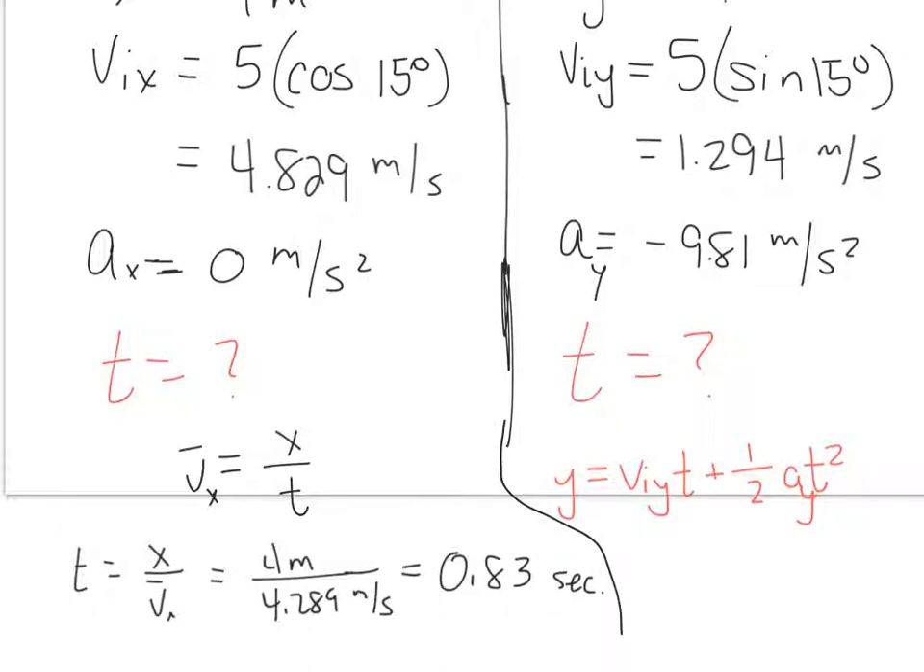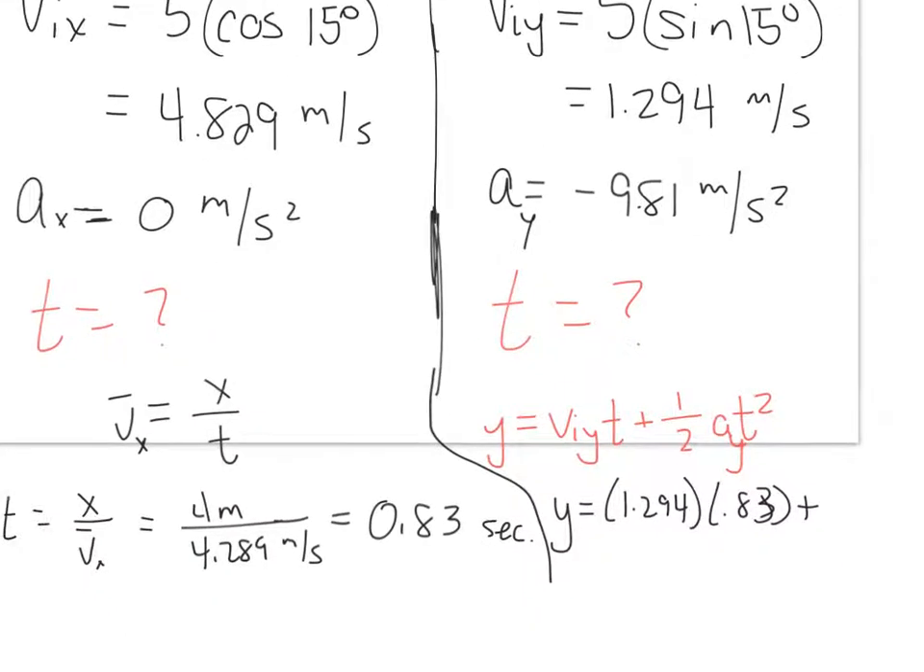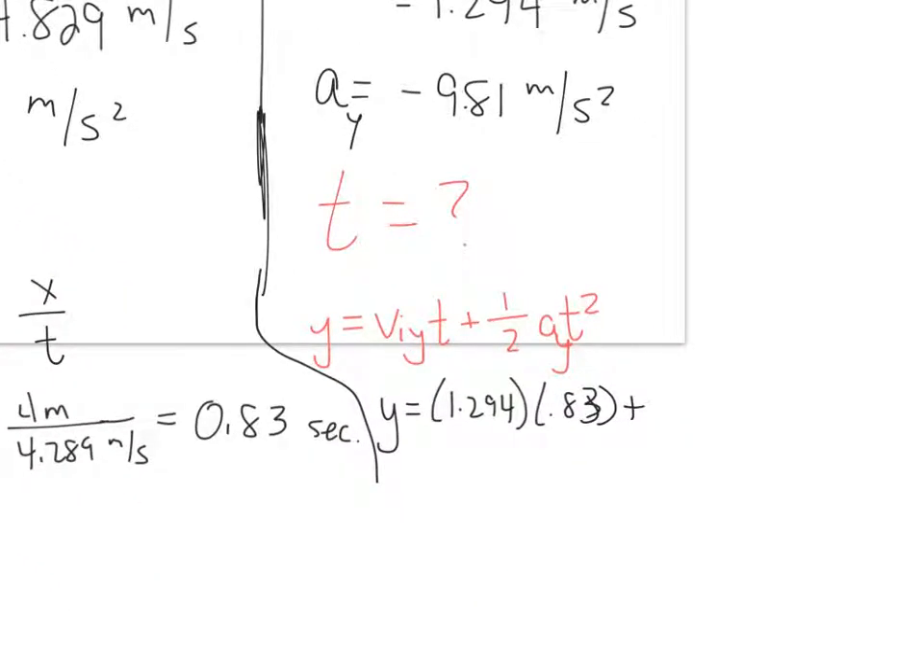So we want to figure out what y is. Let's just go ahead and plug in. So VIY is 1.294. Well, where did we get that? We did it right up here earlier. It's the velocity he jumps off the roof with. Times the time, 0.83. Plus, I'm running out of room, so I might slide over for a sec here. Plus 1/2 times A times T squared.